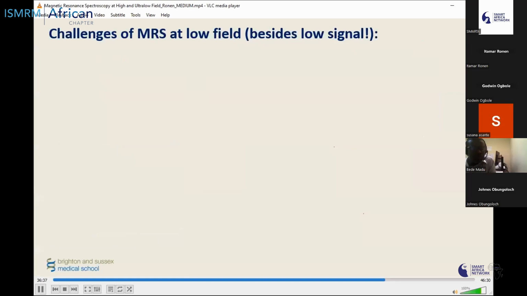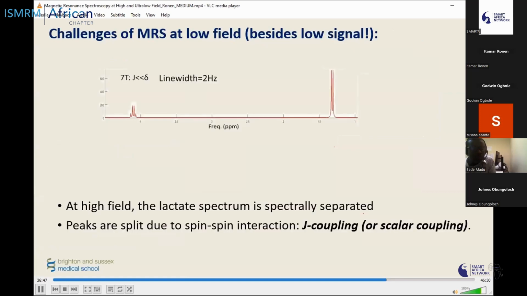And now to the challenges of spectroscopy, and in this particular case of spectroscopy of lactate at low field. So let's start with spectroscopy at high field. At high field, the lactate signal, which derives from this molecule, gives rise to two distinct resonances, one at 1.3 ppm and one at 4.1 ppm. And those resonances, as you can see, are split into several lines, 2 of them at 1.3 ppm and 4 of them at 4.1 ppm.